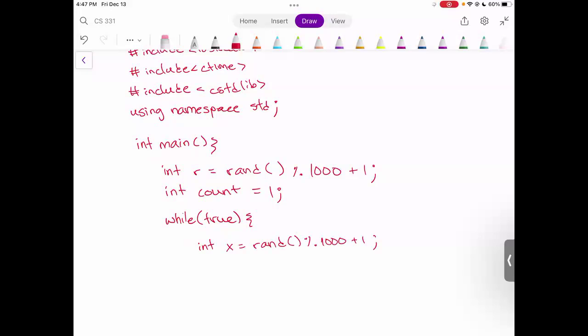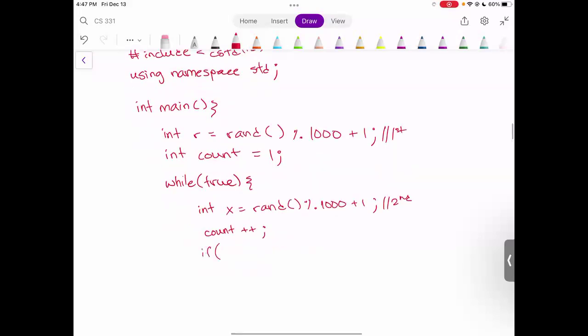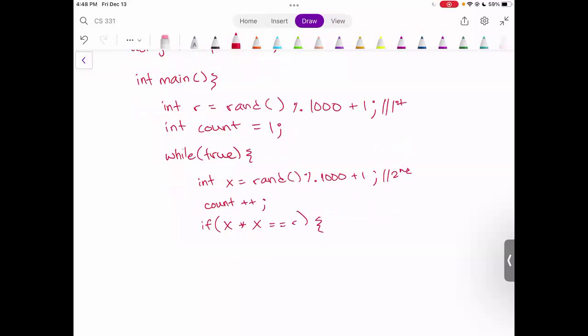Okay, so now let's do count plus plus. This is a second random number that was generated, right? This was the first random number, and this is the second, and count changes. So then we say if x times x equals r, because I want to find the square root, we print out whatever they wanted us to print out before.